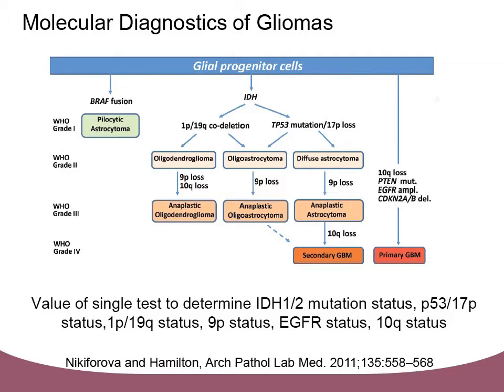And so if you have a single test that can help determine the IDH1-2 mutation status, the p53 17p status, the 1p19q status, the 9p, the EGFR, and the 10q status, you can really do a nice job of just jumping down this chart to identify what grade your glioma is at.